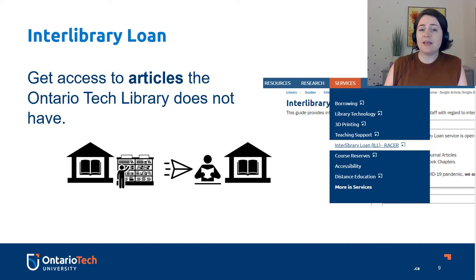And another way to get access to articles or books the Ontario Tech Library does not have is to use our interlibrary loan service. And now that you know a bit more about how to get help from the library and the different services that are available, let's start by looking at an example topic and figuring out a strategy for finding resources.